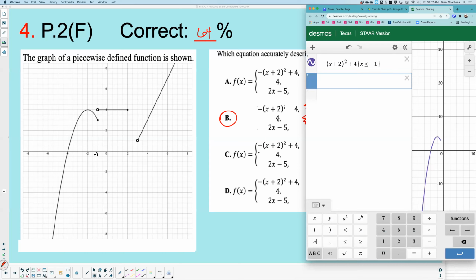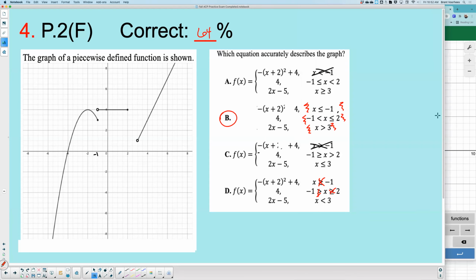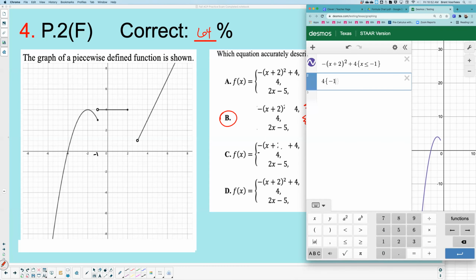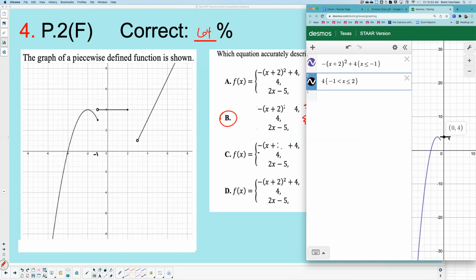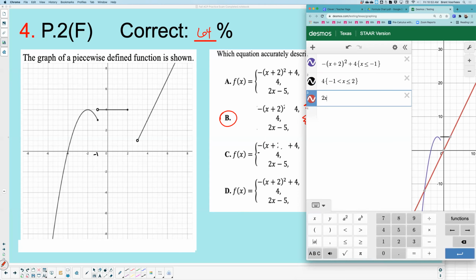And then you would graph the second part of the equation, which just said 4. -1 is less than x, which is less than or equal to 2. That should give us an open circle on the left side, but a closed circle on the right, like our picture. And then finally, the last equation, 2x minus 5, squiggly, when x is greater than 3. Not greater than or equal to, just greater than 3.